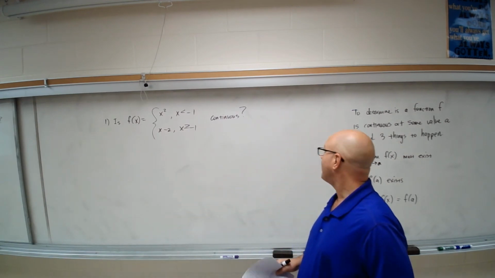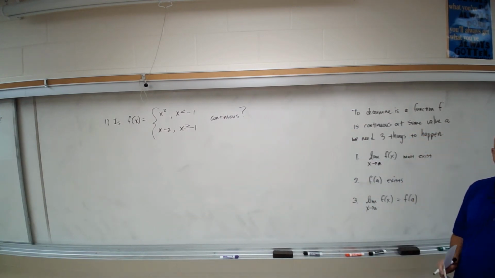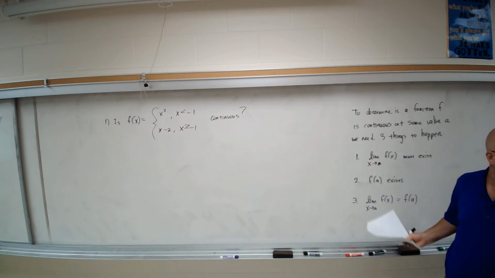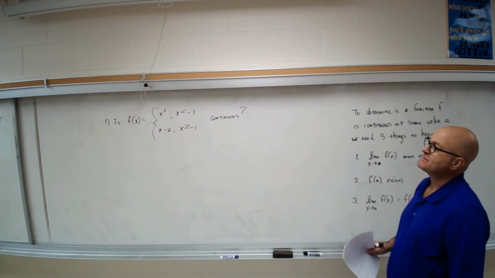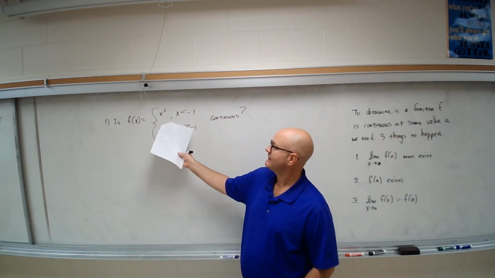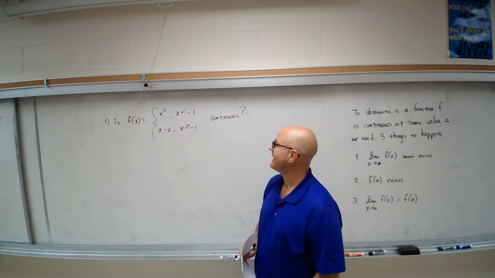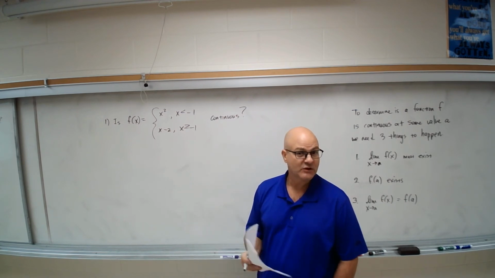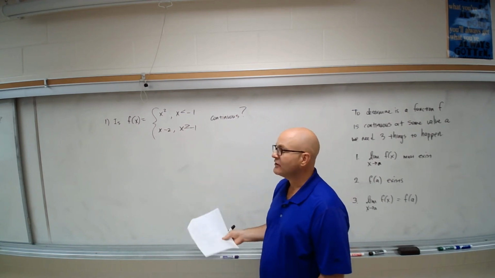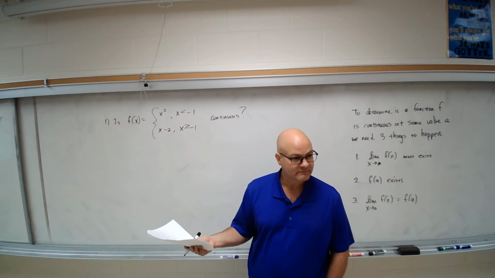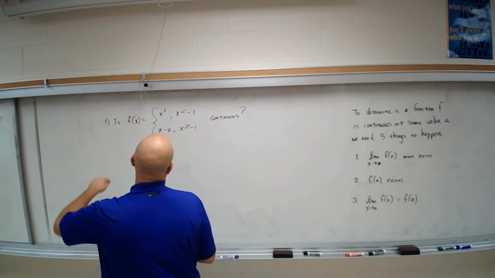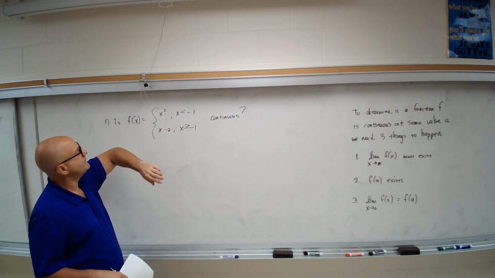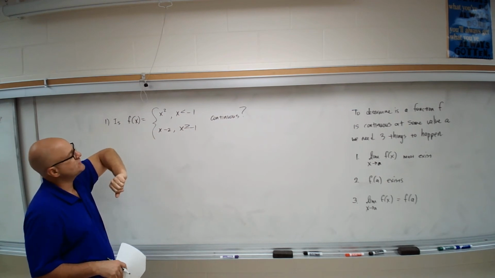So as an example of using our 3-step process for continuity, we have this piecewise function. f of x is x squared if x is less than -1, and x minus 2 if x is greater than or equal to -1. Is that continuous? Okay, so to do this, the first thing I do is figure out, is there a limit? To do that, we're going to look at the left hand.